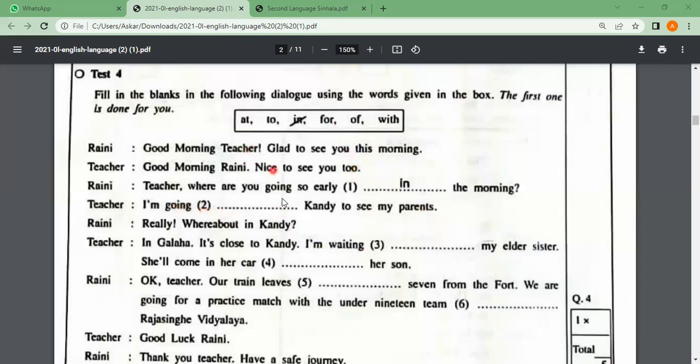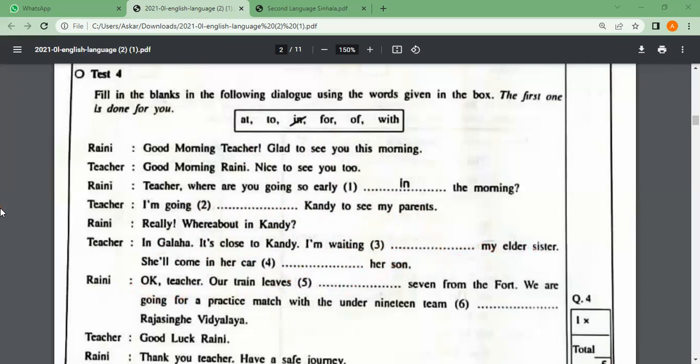So, I'm going to Candy to see my parents. Really, where about in Candy? In Galahad, it's close to Candy. So I'm waiting for my elder sister. She will come in her car with her son. Right? To Candy, for my elder sister, with her son.